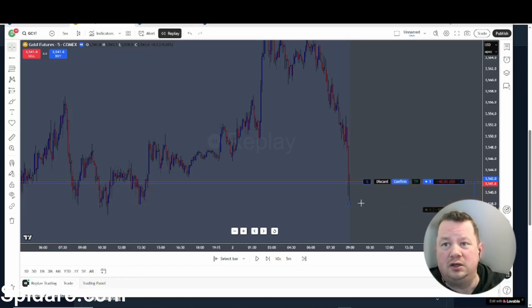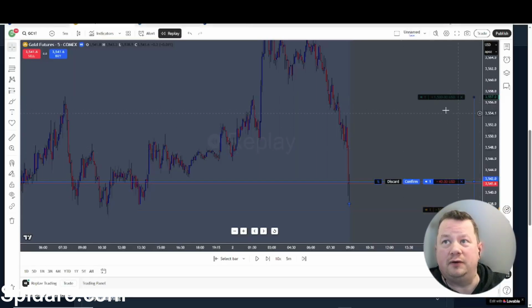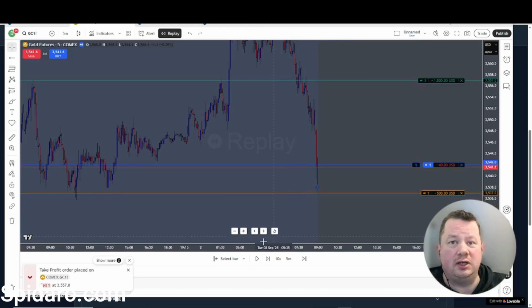So we're there. So we went into a bit of drawdown. We've actually come back up again. And our take profit, we're going from 1 to 3, so it's a $1,500 trade. So I don't need to see the take profit. But you can see 3557 and 3557. So we're going to confirm it, and let's just see what happens.